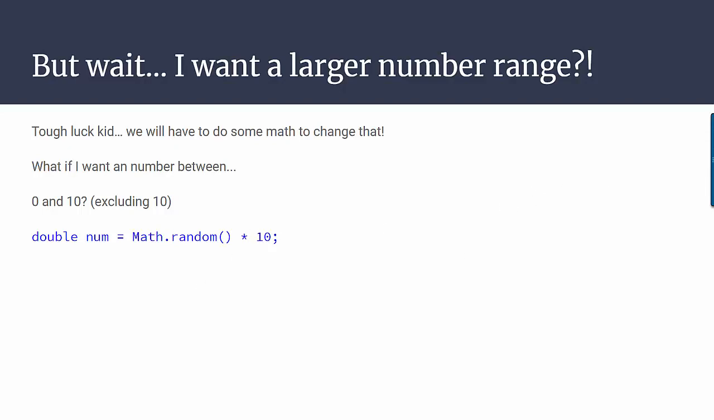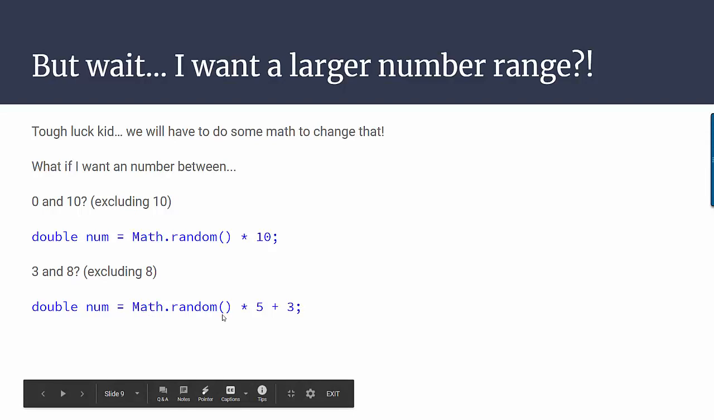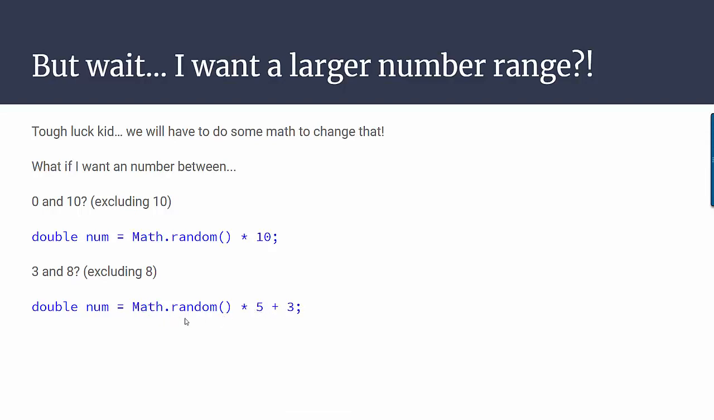But what if you don't always want it to start from 0? In that case, you can take whatever range you've scaled to, and you can shift it by adding a starting value. So if you wanted to go from 3 to 8, one way to think about it is 3 is our starting number, and then we're going to add on to that starting number an interval that goes from 0 to 5. Why 0 to 5? Because math.random is 0 to 1, and we've stretched it to be from 0 to 5.